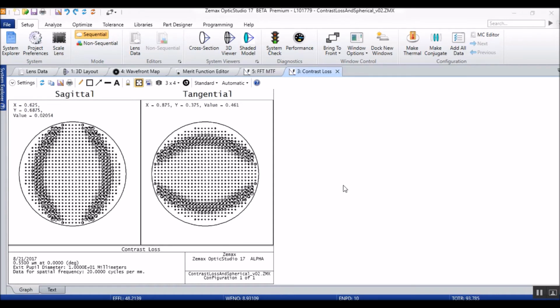So that, in a nutshell, is the contrast loss plot. We think that we'll be able to use it to see where in the pupil we are losing contrast in the MTF.